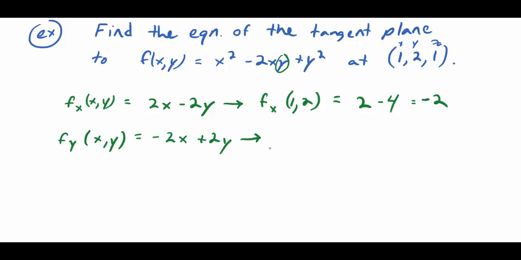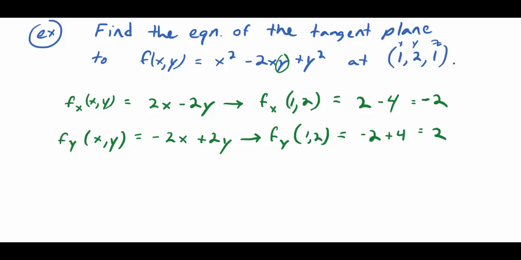But then we need that evaluated at the point of tangency, at the x, y values of that point. So we plug in 1, 2, and what do we get? When we plug in 1 for x and 2 for y, we get plus 4, so 2.